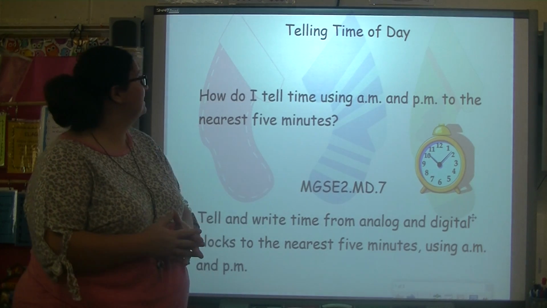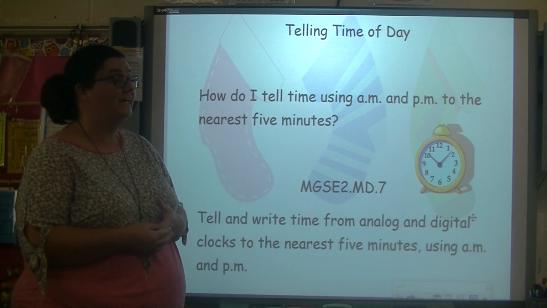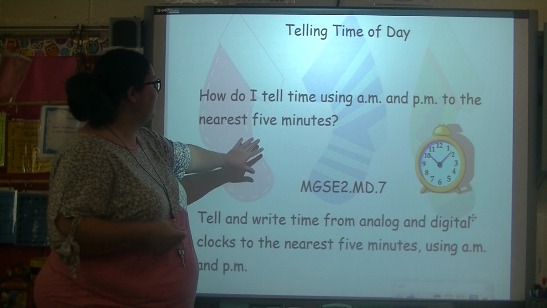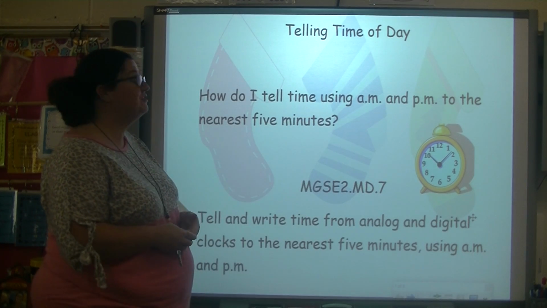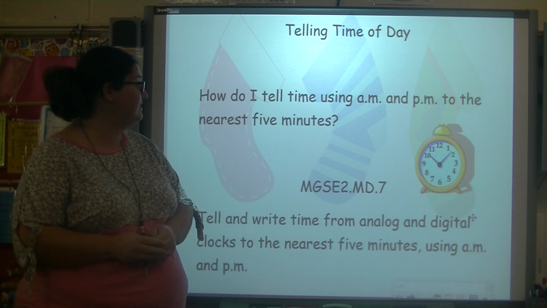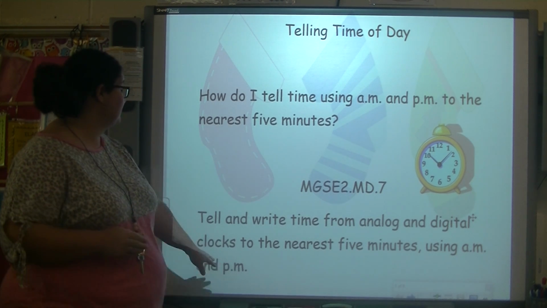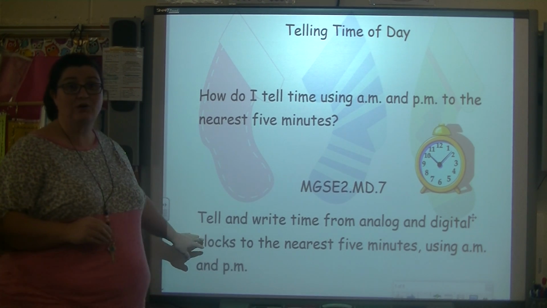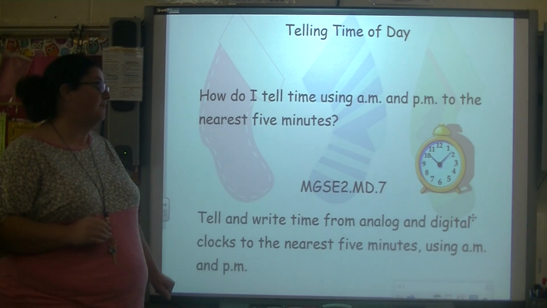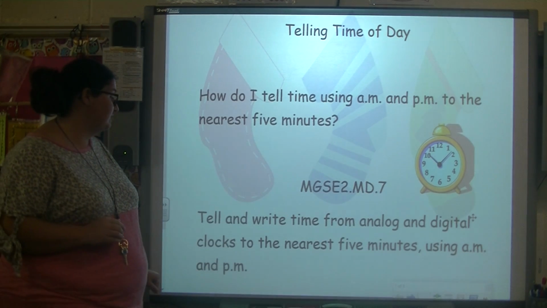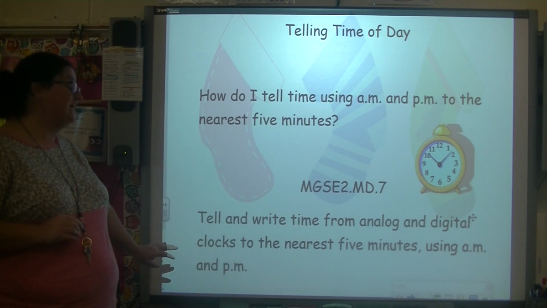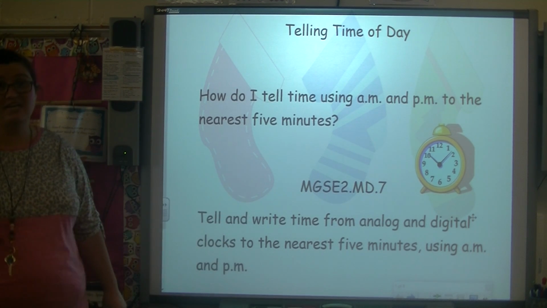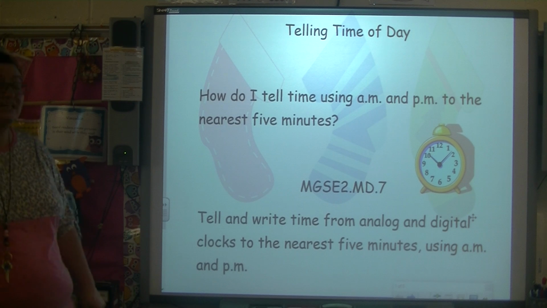Boys and girls, we're telling time again today. Our central question: how do I tell time using AM and PM to the nearest 5 minutes on a clock? Our standard says that we will tell and write time from an analog and a digital clock to the nearest 5 minutes using AM and PM to tell what time of day it is.